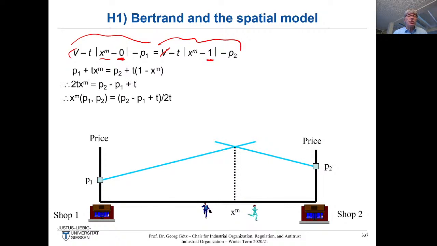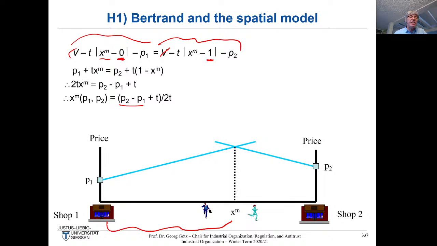And XM is just the location of the indifferent consumer, but note that XM is something between 0 and 1. It's just the share of consumers who buy at shop 1, okay? And of course, 1 minus XM is the share of consumers who buy at shop 2. And what you immediately see and what should be straightforward is if both firms choose the same price, and they are, of course, here located symmetrically at 0 and 1, each one would get half of the market. So because you would have T over 2T, it's just one half here, okay?